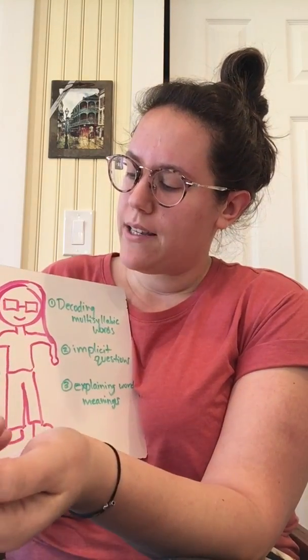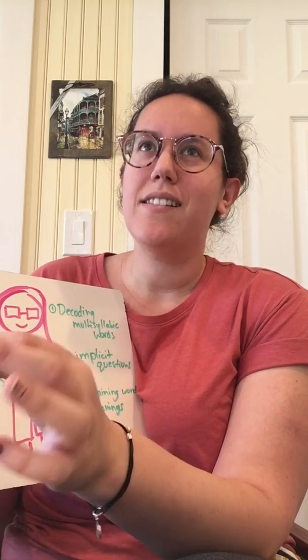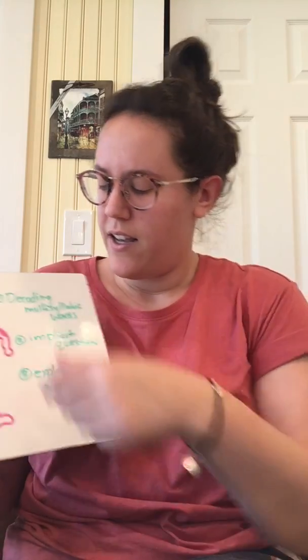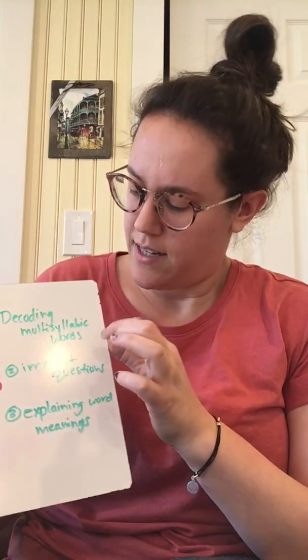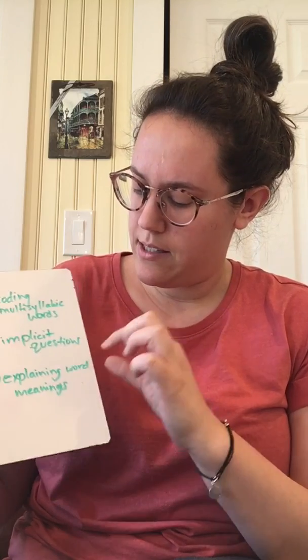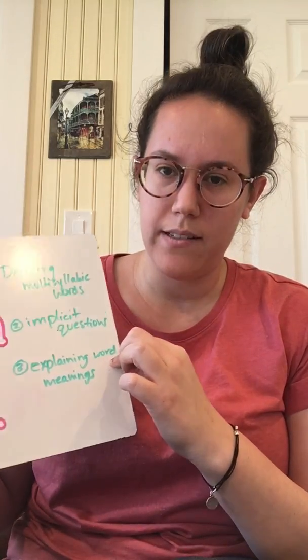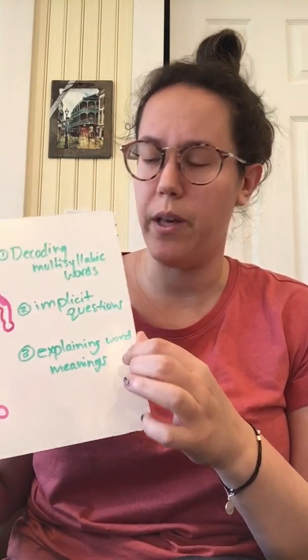And reading single syllable words, she was very good at. Renee's weaknesses were decoding multi-syllable words, implicit questions, and explaining word meanings. So her expressive vocabulary was pretty weak. So the first weakness, decoding multi-syllable words, I would do a few things with her.